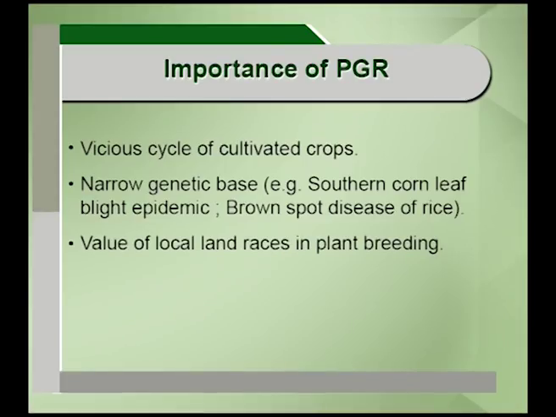For example, the southern corn leaf blight epidemic is a very major epidemic that occurred in the United States of America way back in 1970. It caused such devastation; the corn crop was completely devastated because of this particular fungal organism, Helminthosporium maydis. Why? Because the cultivated maize crop was vulnerable. It had a narrow genetic base.